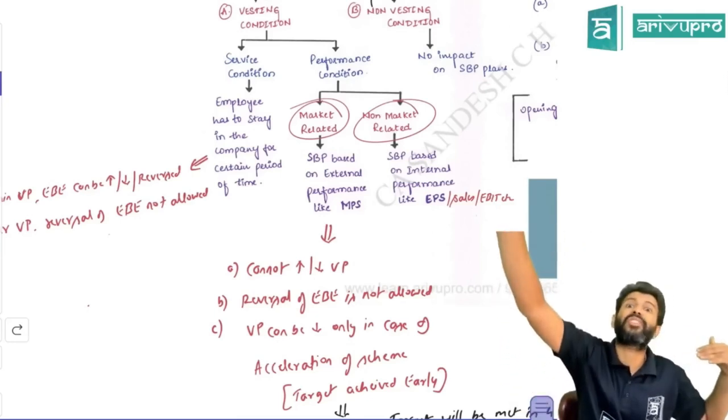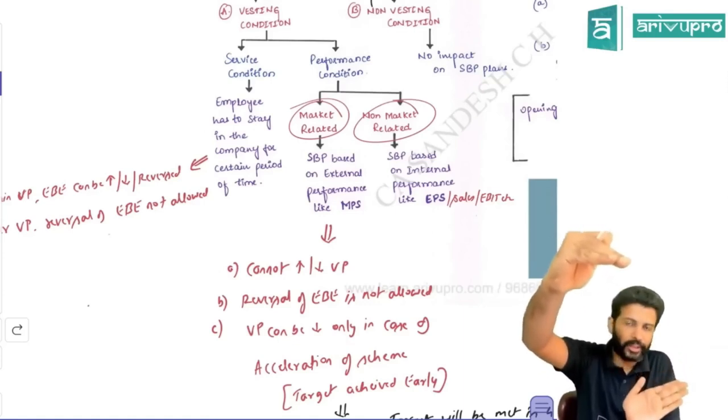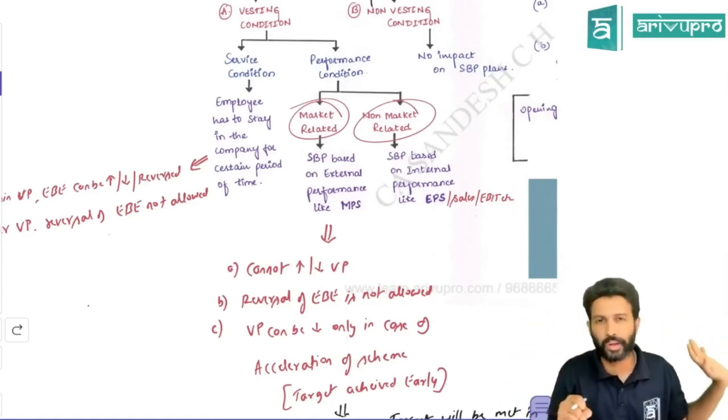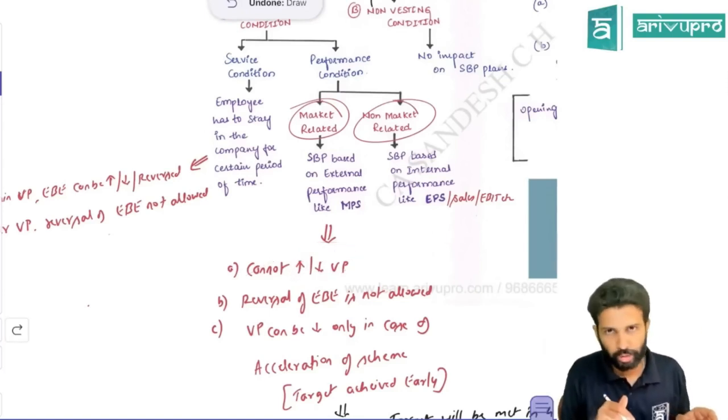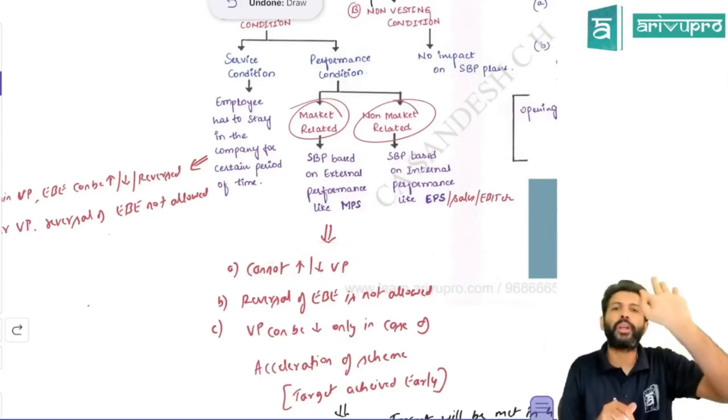Okay, you cannot increase the vesting period. You have taken a 3 year period as the vesting period. So book the expense within 3 years. You cannot increase the vesting period. Usually, you cannot decrease the vesting period also, but a decrease of the vesting period, you can do it in one case.